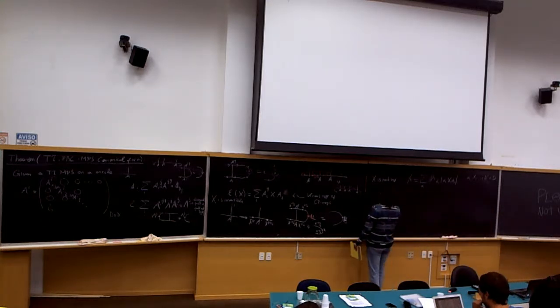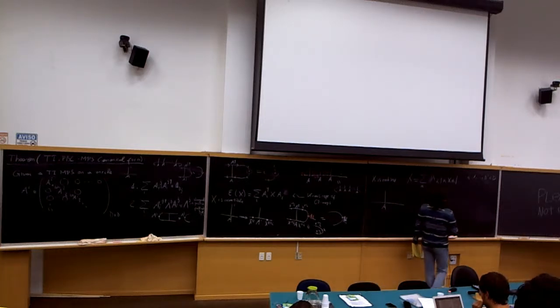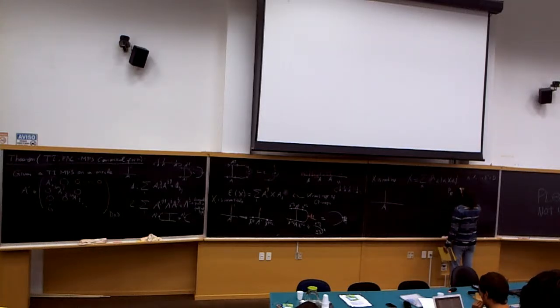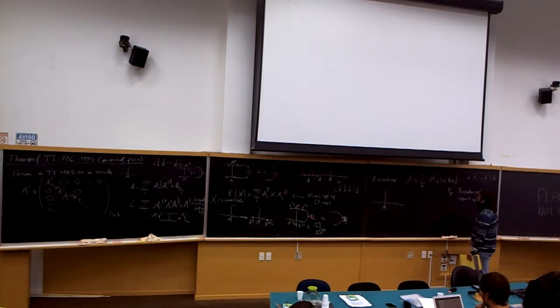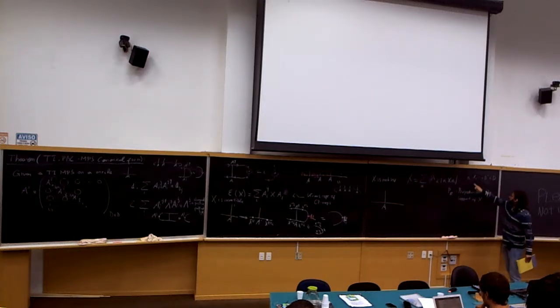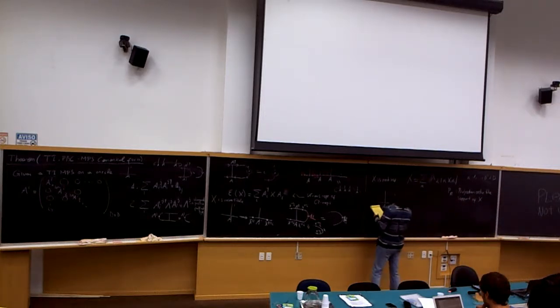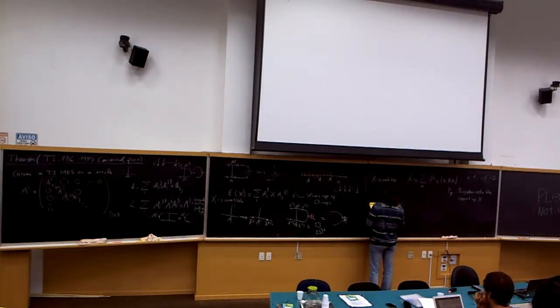Okay, so now I want to show you the following. Let P_R be the projection onto the support of X. As I said, X is supported only on a subspace of this whole virtual Hilbert space, and let P_R be the projection onto this subspace. And first we want to show the following.